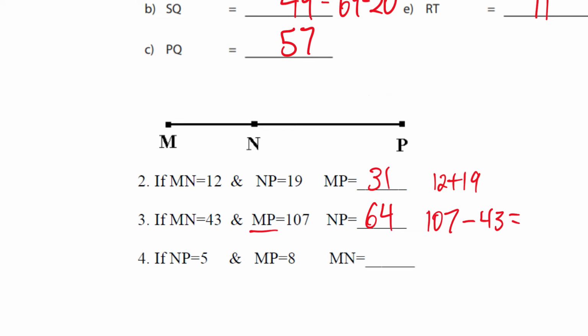And then on number 4, NP is 5. MP, the whole thing, is 8. So how long is MN? Obviously, that's got to be 3 units.